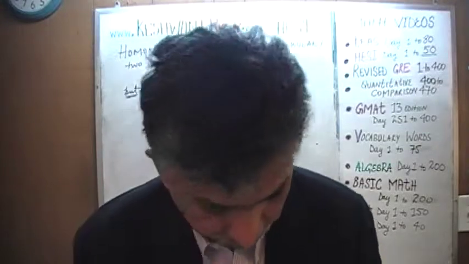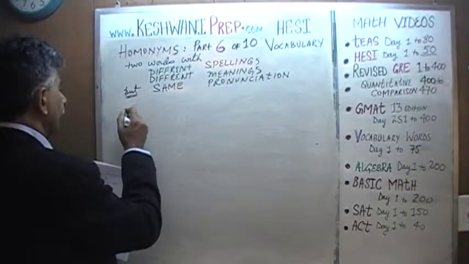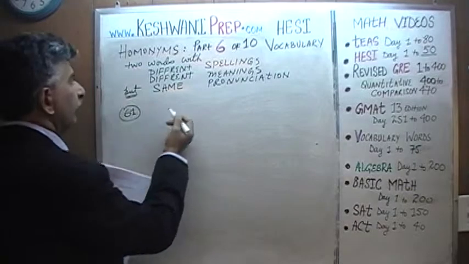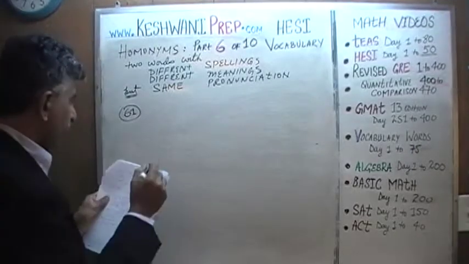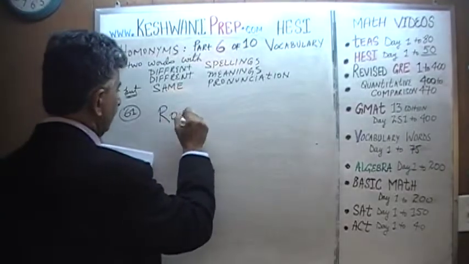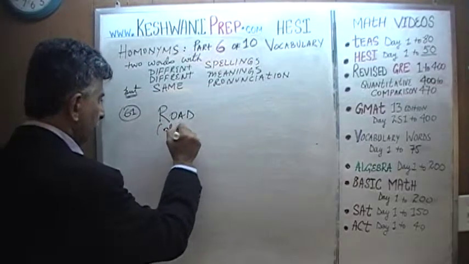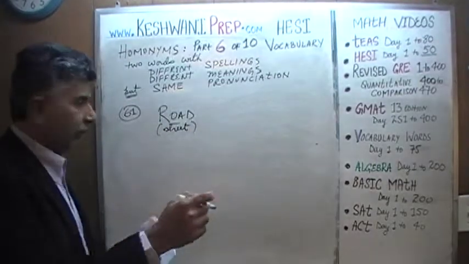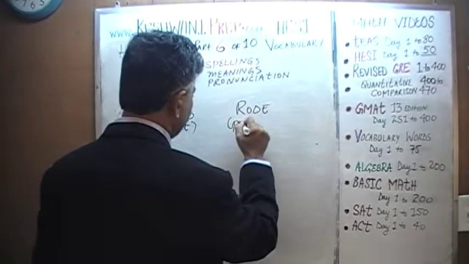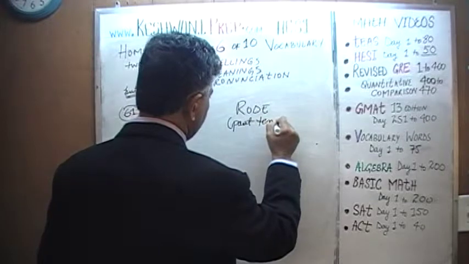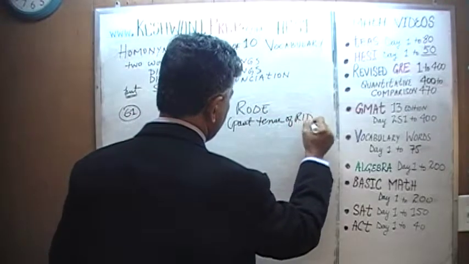Let's begin. Number 61 is where we're going to start from. Today is our lesson number 61 in the series of 10. The very first one we have is very simple, very straightforward. The pair is road, as in a street. I travel on this road. And of course we have rode, R-O-D-E, which is the past tense of ride.